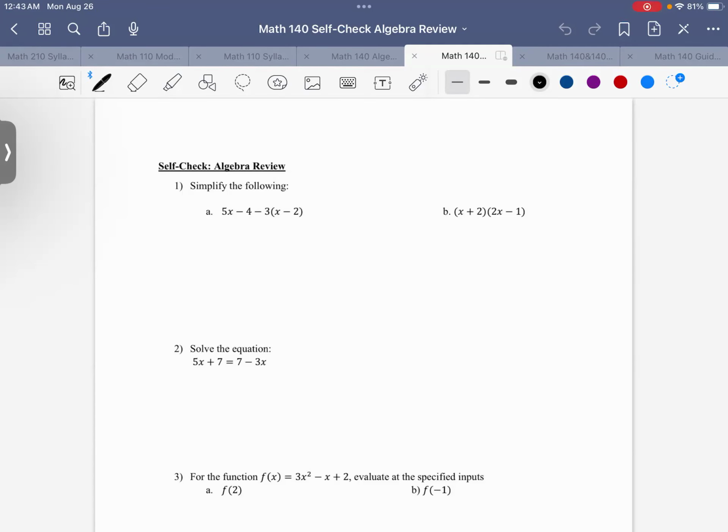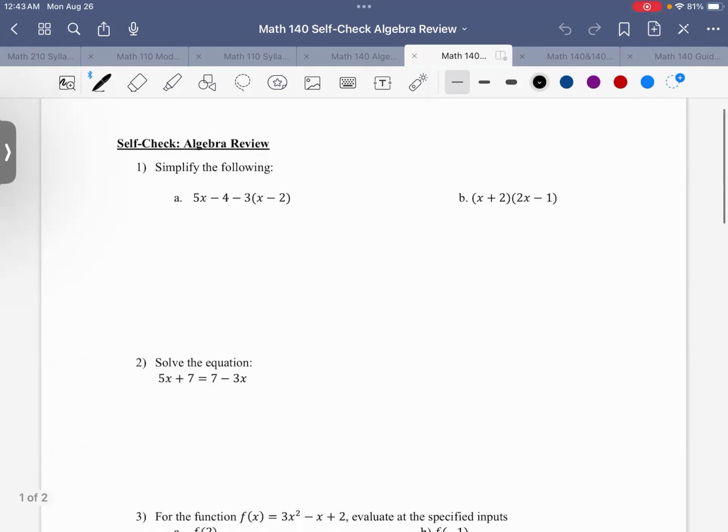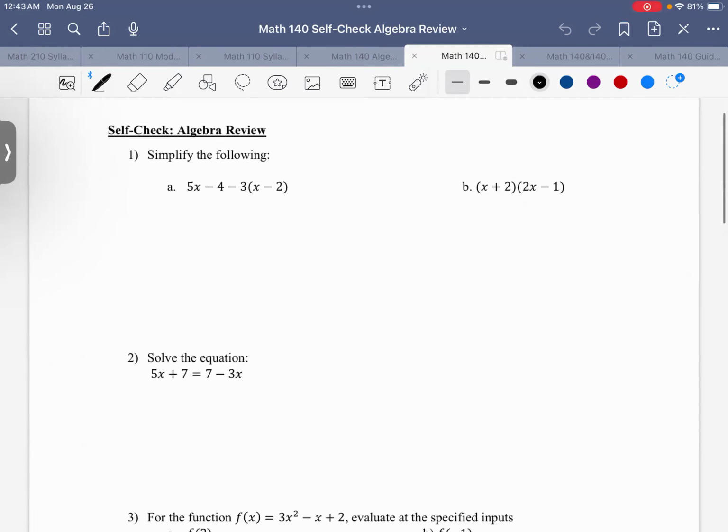Okay, welcome to this self-check algebra review, and we're going to be going over these self-check problems. Make sure to follow along, double check your work, and submit. Okay, so let's check out the first problem.